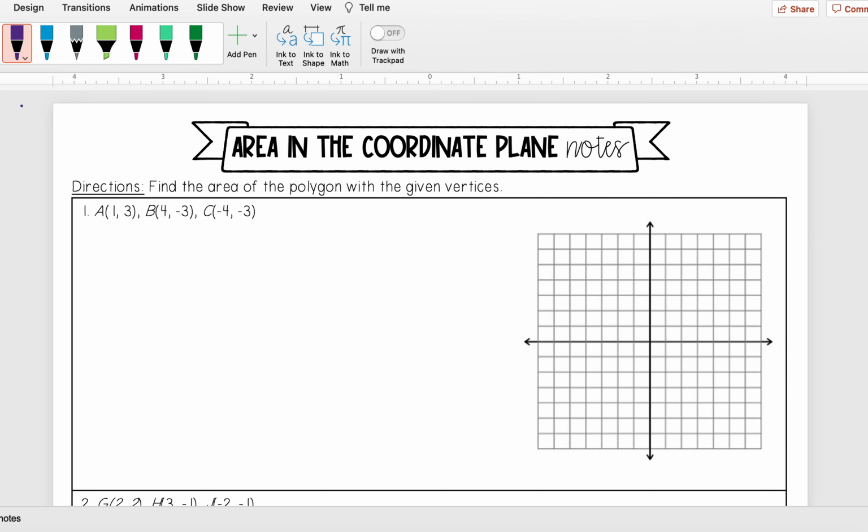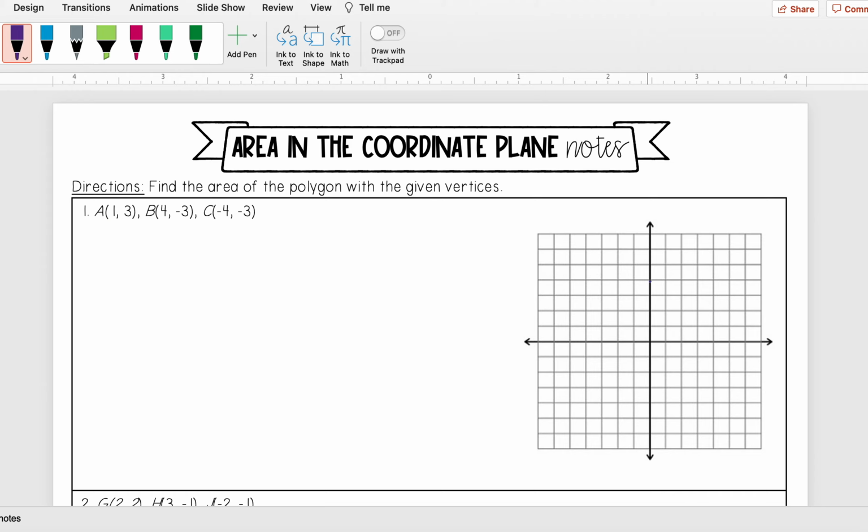Hello everyone, today we are going to be talking about area in the coordinate plane. So last time we talked about perimeter, now we are going to do something similar, but instead we're going to find the area of the polygon given the vertices. So my first step here is to go ahead and plot these just like we did before.